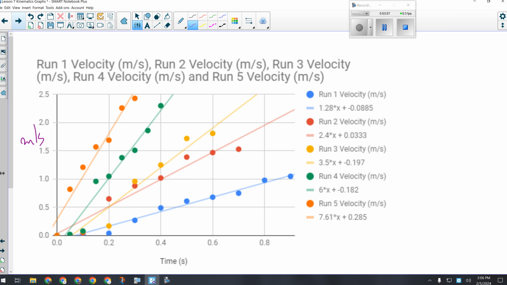So then obviously that would make run 1 the slowest accelerator. Is it possible that all of these objects might actually go the same distance?